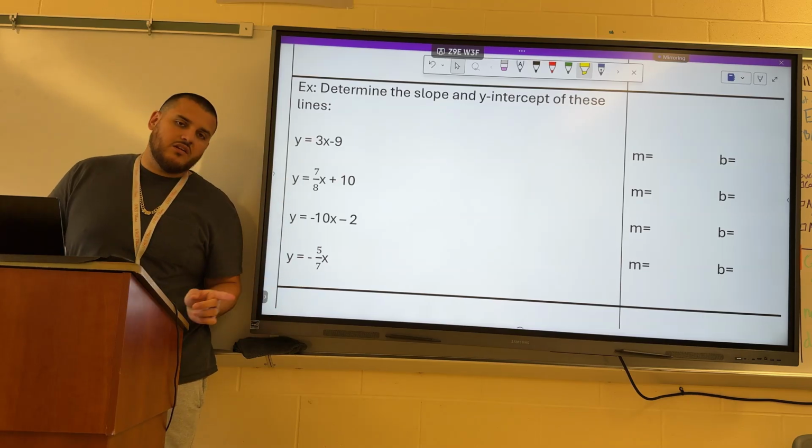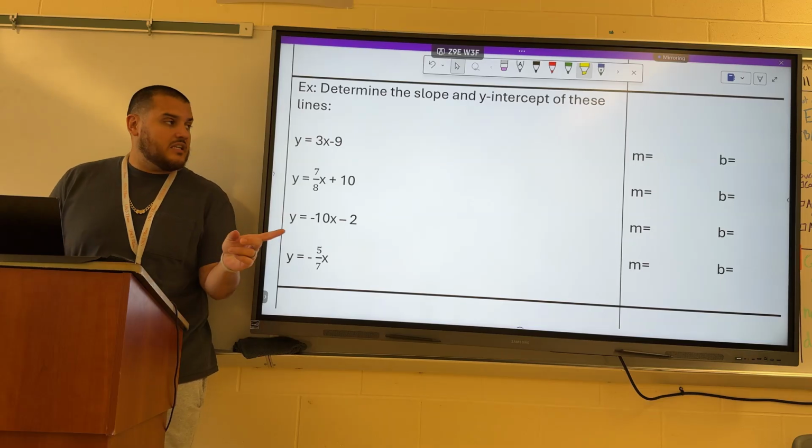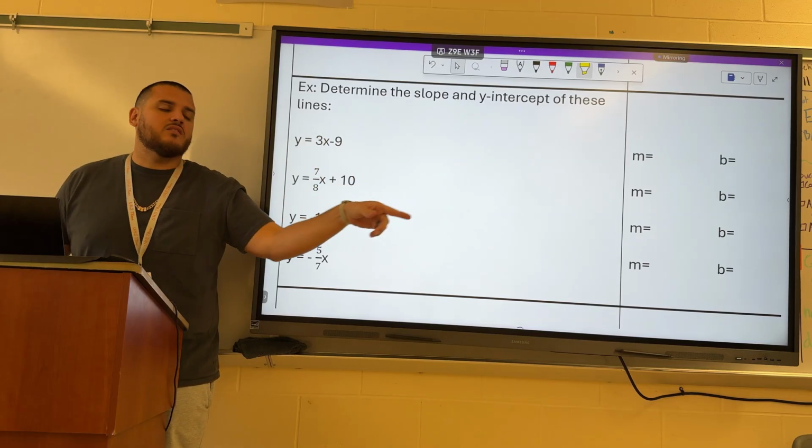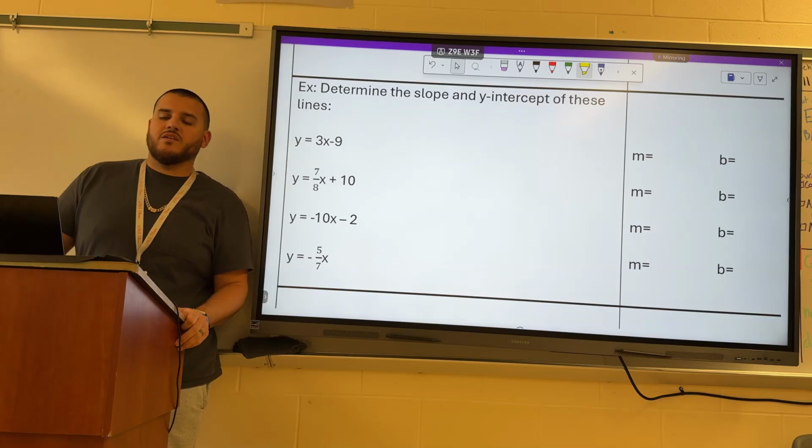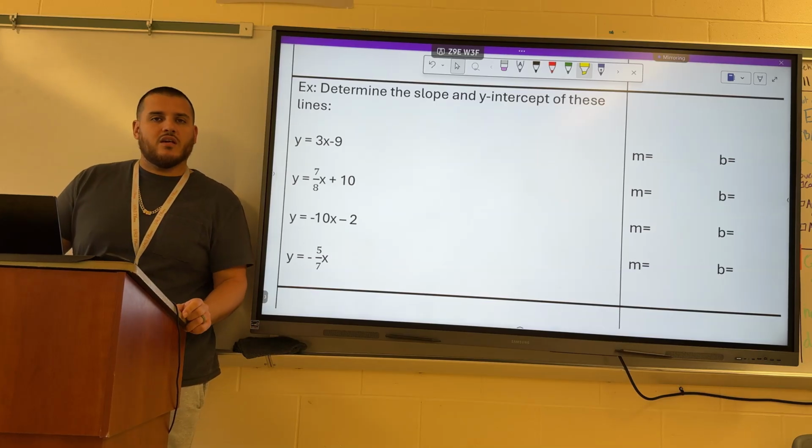So let's make sure we have this foundational skill set, right? Let's look at all these equations here that are slope-intercept equations and see if you can find the slope and y-intercept for each of these lines. Go ahead and pause the video and see if you can do that on your own.